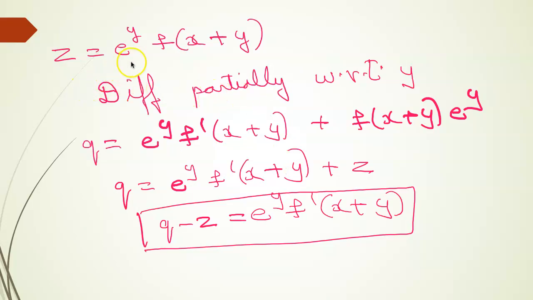Again z equal to e raised to y f of x plus y, differentiate partially with respect to y. So we get del z by del y is q. We have to apply product rule here. So it is e raised to y, first keep it outside, into f dash x plus y, derivative of x plus y is 1 with respect to y, plus f of x plus y e raised to y. So q equal to e raised to y f dash x plus y, plus f of x plus y e raised to y, which is nothing but z. Or q minus z is e raised to y f dash x plus y.